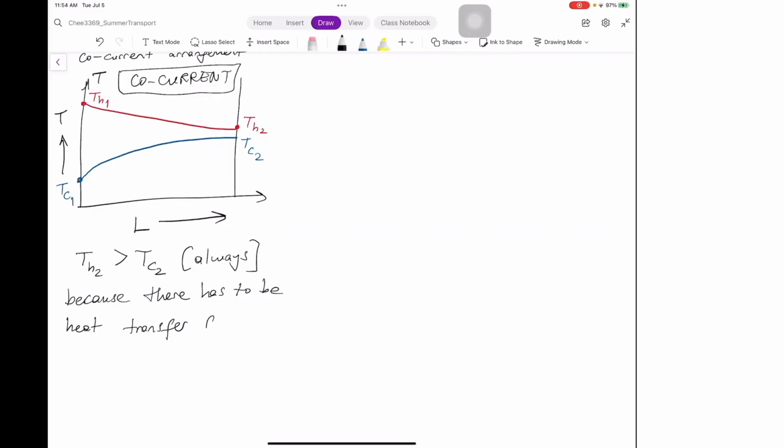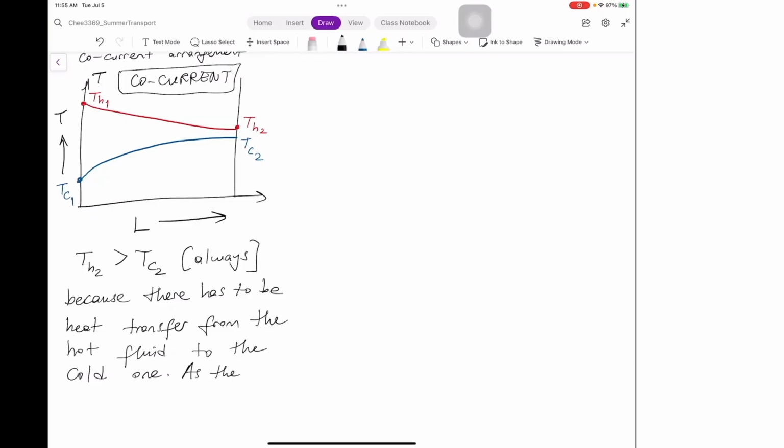From the hot fluid to the cold one. And what happens is, as you can see, this curve gets less and less steep, right? Correct. So this is because of the following effect.